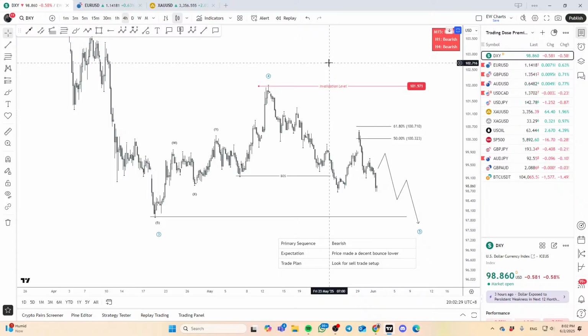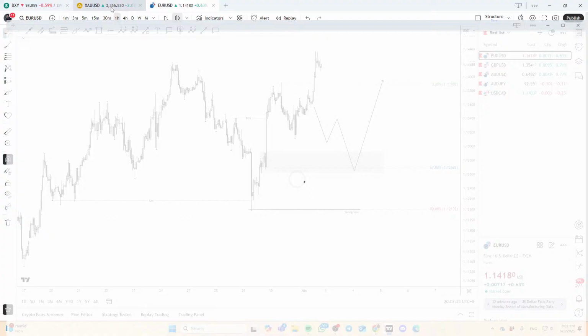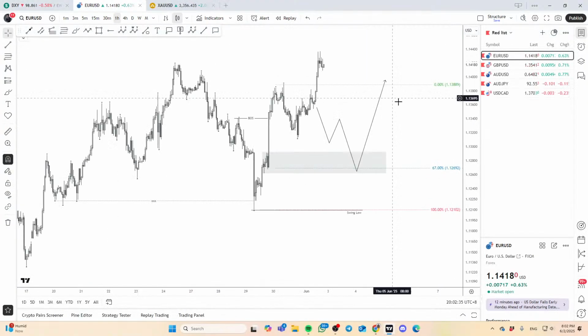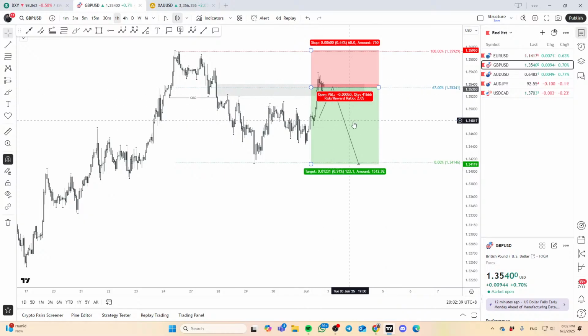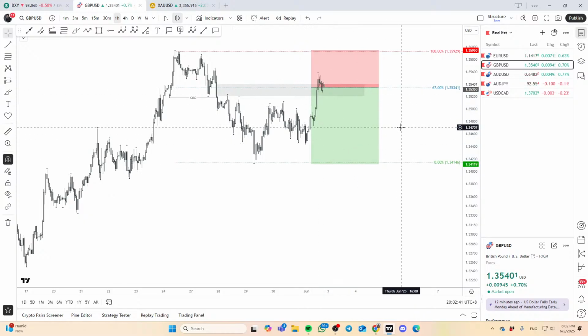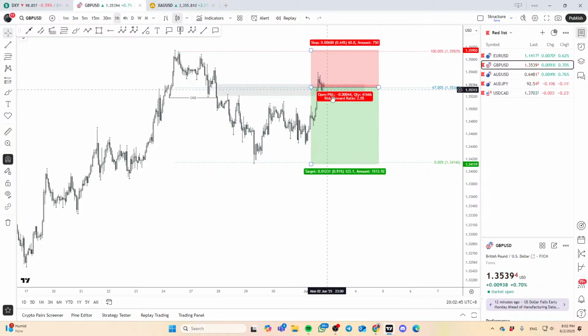So to get started, currently I'll talk about two trades here. The first one is the GBP USD. Currently just got tagged in as of today. We'll see how it goes, but ideally we want to see some decent reaction to the downside.